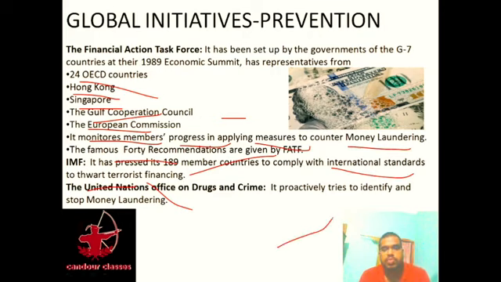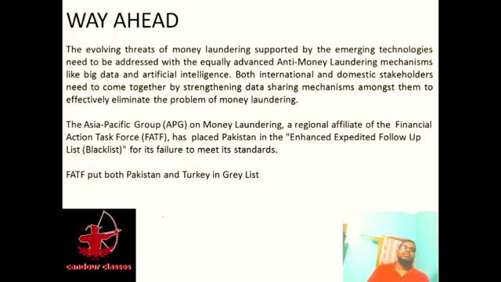Okay. Big threats of money laundering supported by emerging technologies need to be addressed with equally advanced mechanisms like big data and artificial intelligence. Both international and domestic stakeholders need to come together by strengthening data sharing mechanisms amongst them to effectively eliminate the problem of money laundering. Some countries like Malaysia and the UK give shelter to persons who have done money laundering, because in those countries you don't have to pay tax and can be kept out of reach, as that country's rule is something like that. So those countries have to change the rules because this is a global problem. Money laundering is not a domestic problem; it's a global problem. So every country has to come forward to prevent this.